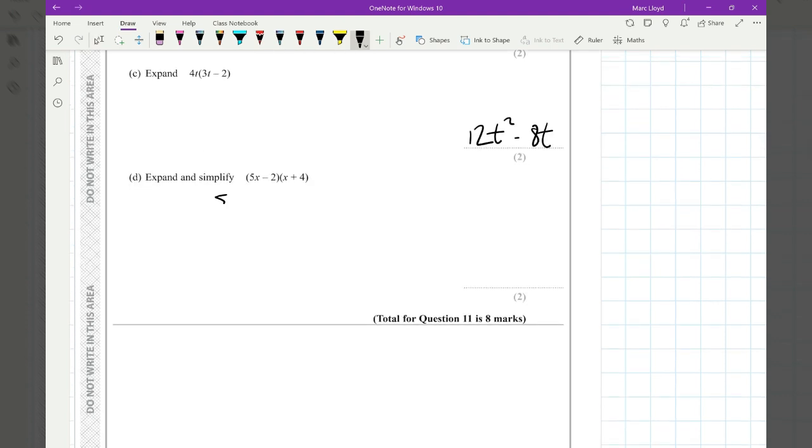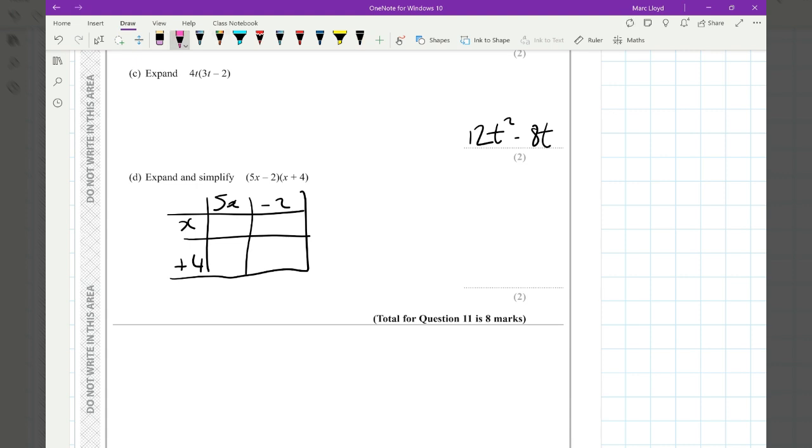Okay, if I'm teaching this topic, expanding double brackets, I like to get pupils to use the grid, and that's because I'm preparing pupils. I know some of us are doing foundation who are listening, but it prepares pupils to do the treble brackets as well. So 5x times x is 5x squared, minus 2 times x is minus 2x, 5x times 4 is 20x, and then 4 times minus 2 is minus 8. We then collect these two terms because they're both x terms, giving us 5x squared plus 18x minus 8.